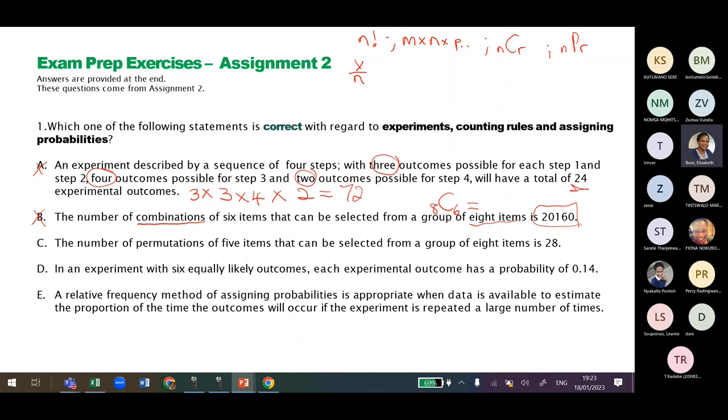Let me know if you don't know how to use your calculator. It's very important that you know how to use your calculator. So do number C. I'm not going to calculate it for you. So it is permutation. So the formula for permutation is that, NPR. So also do likewise and calculate and tell me what is the answer that you get.